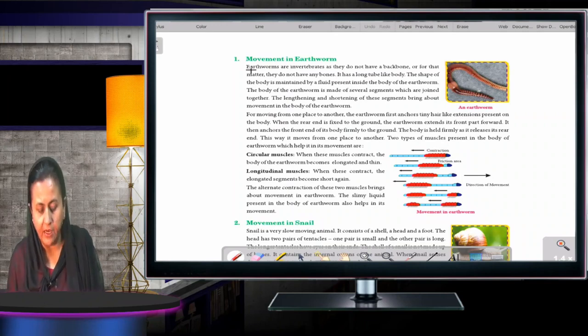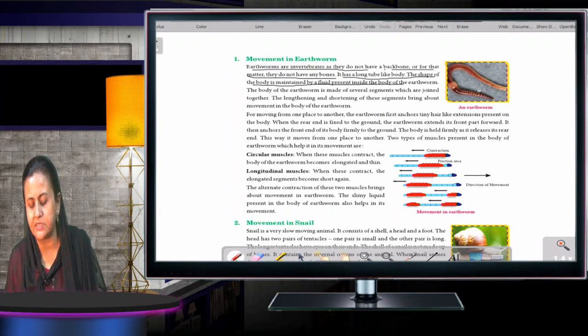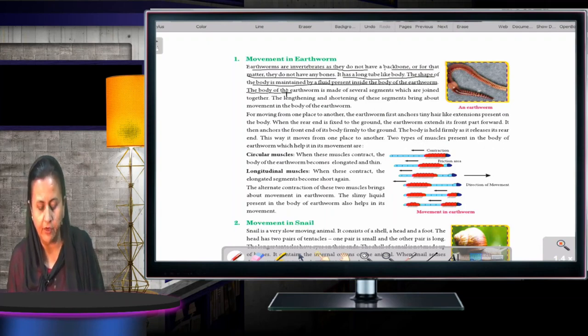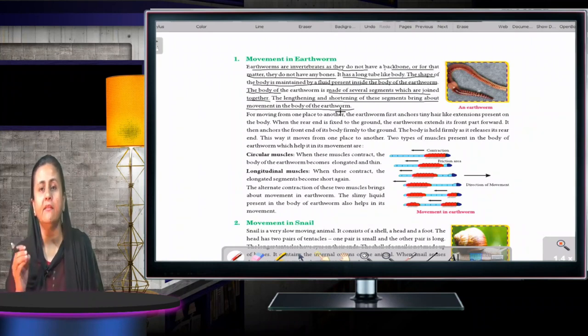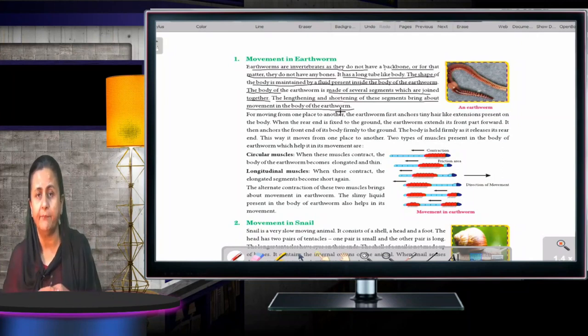Okay, now let's start. Earthworms are invertebrates, that is they do not have any backbone, or for that matter they do not have any bones. It has a long tube-like body. The shape of the body is maintained by a fluid present inside the body of the earthworm. The body of the earthworm is made up of several segments which are joined together. The lengthening and shortening of these segments bring about the movement in the body of the earthworm. Children, the earthworm body does not have any bone. Okay, the body is filled with fluid. Okay, and how do they move? By the expansion and contraction of their body.